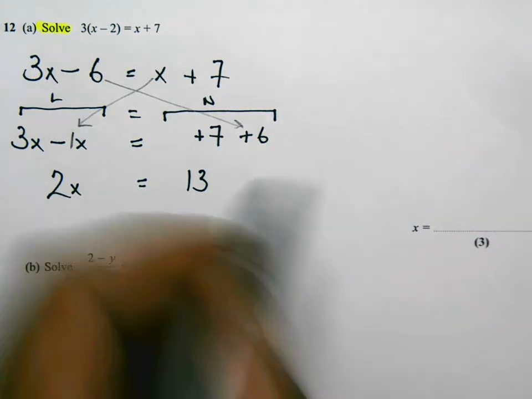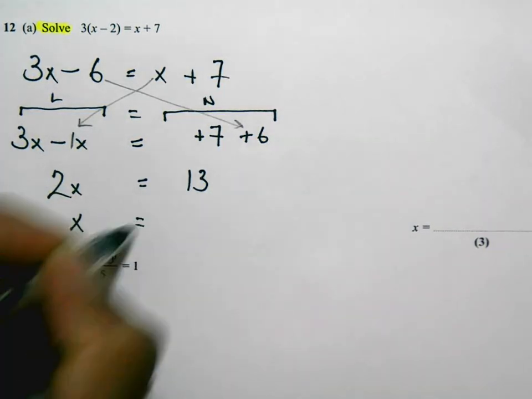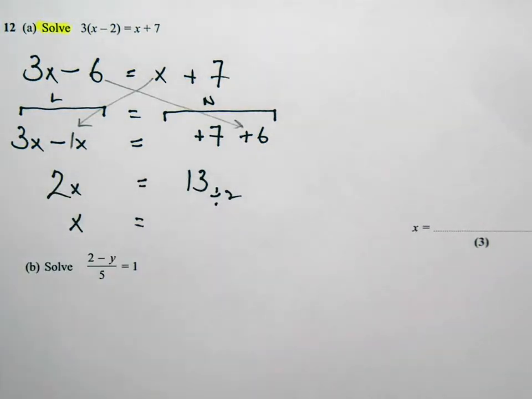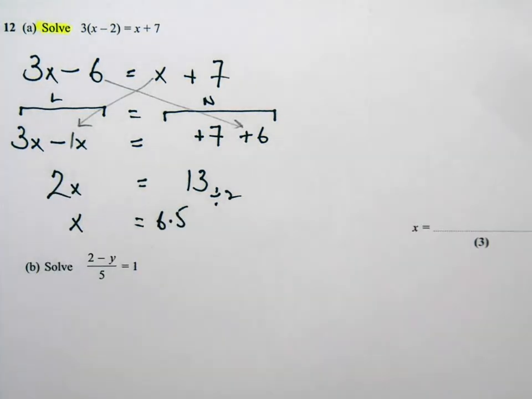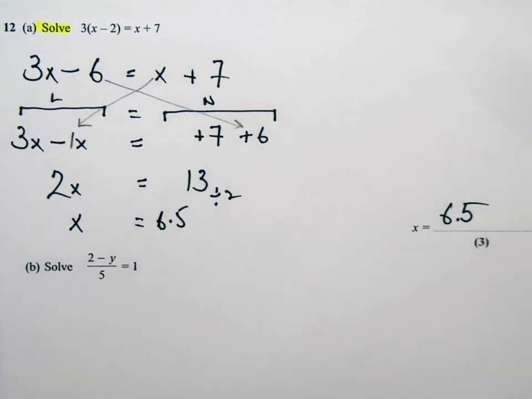To get rid of this 2 and to work out just what x is, I need to divide by 2. 13 divided by 2, you can use your calculator, but you should know it's 6.5. So in my answer space, I'm going to write x is equal to 6.5. And you should be getting full marks in this question. This is a pretty straightforward one, and this part A is a pretty straightforward one to get all 3 of those marks in. Now let's look at part B.